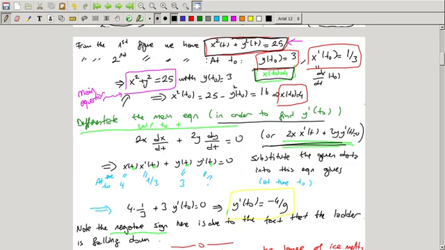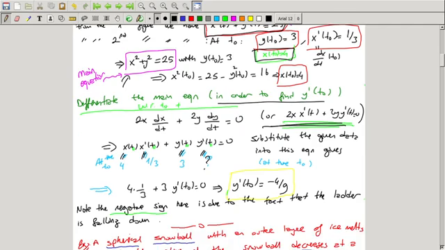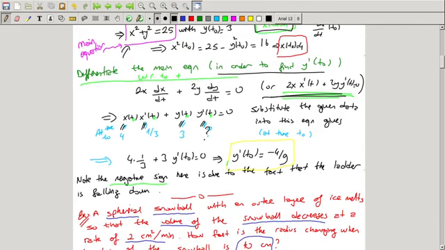And substitute the given data into this equation at time t0. It means at t0, x(t0) equals 4, x'(t0) is 1/3, y(t0) equals 3, and y'(t0) is asked. When you write everything in the equation, you will of course get y'(t0) equal to -4/9. Now we have to write a conclusion. This is -4/9 because it is falling down, in the negative direction. So the ladder is falling down at a rate of 4/9.